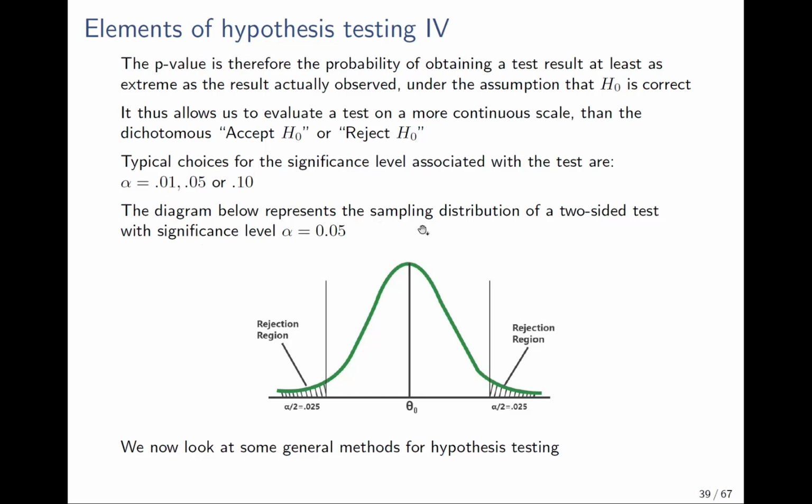The diagram below represents the sampling distribution of a two-sided test. We'll define this formally later, using a significance level of 0.05. That significance level of 0.05 says 95% of observations fall in this region. Only 5% of all observations fall in these two tails, and that's our rejection region for the test. Alpha over 2 on this side amounts to 0.025 probability of falling here. Alpha over 2 on this side amounts to 0.025 probability of falling here. And those are our rejection regions for the test.